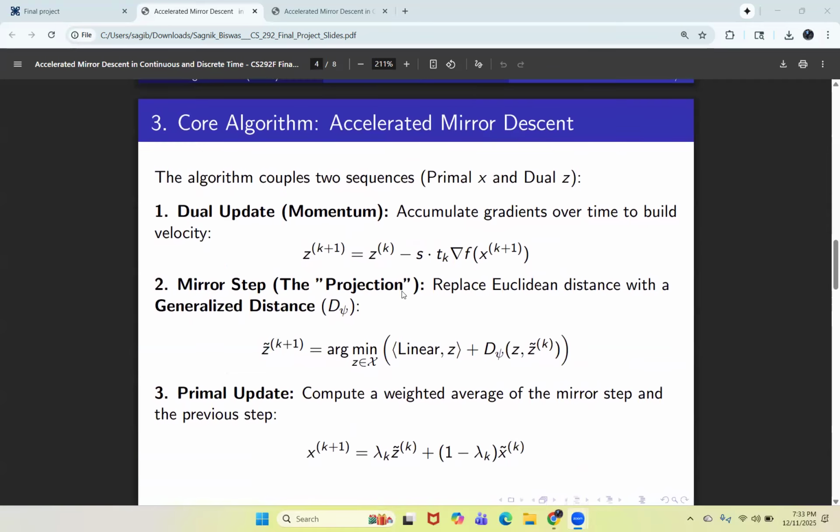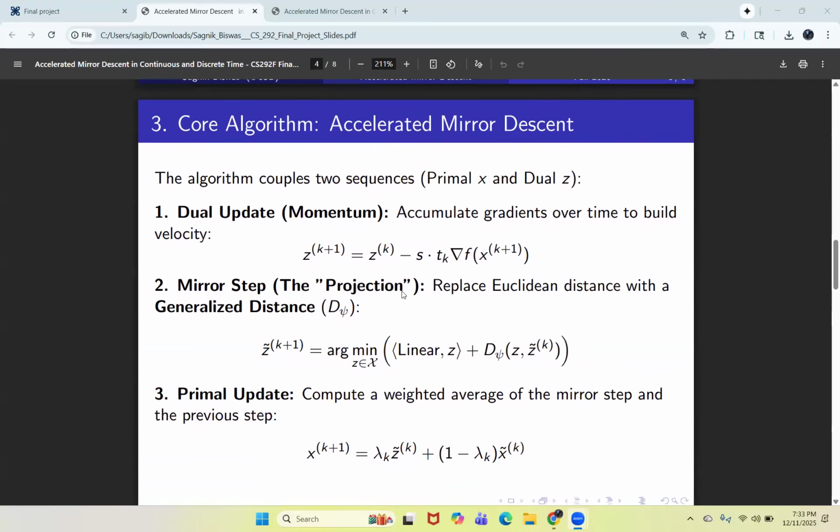So getting into the core algorithm, which the authors derived by discretizing the ordinary differential equation. It couples two sequences, a primal variable x and a dual variable z. There are three key steps. First, you do a dual update. So first we update the dual variable z. The step acts as our momentum. It accumulates gradients over time rather than just reacting to the current slope.